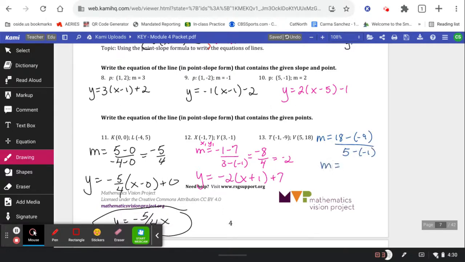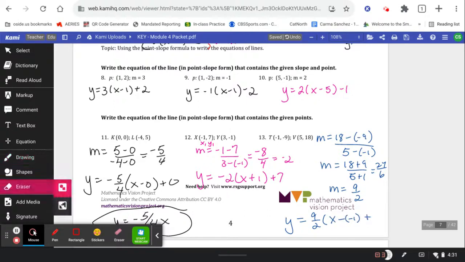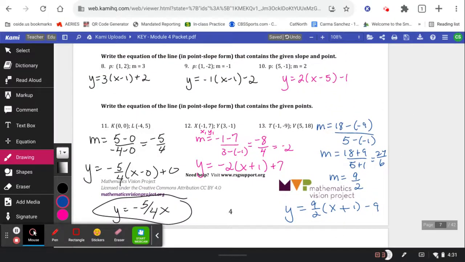Oh man, they're bringing out all the negatives on this last one. 18 plus 9 over 5 plus 1. 27 over 6. Yikes. 3 goes into the top, 3 goes into the bottom. 9 halves. Woo, that one's fun. And then x minus negative 1 plus, nope, minus 9 is really just going to become x plus 1. X minus a negative 1. Okay, how'd you do on those? Homework is done. Good job.